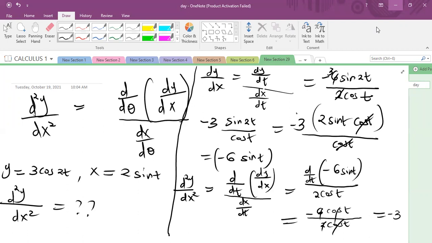That is parametric differentiation, guys. So any question on parametric differentiation or successive differentiation, guys? Is there any question, guys?